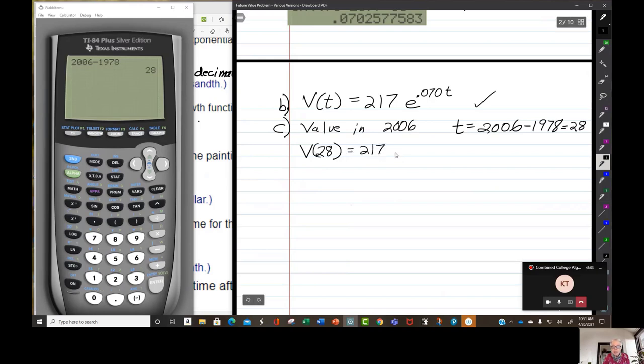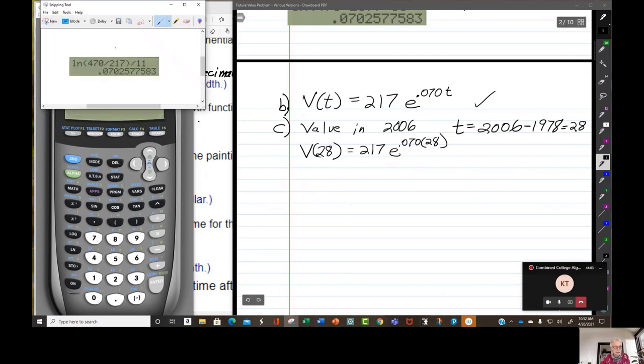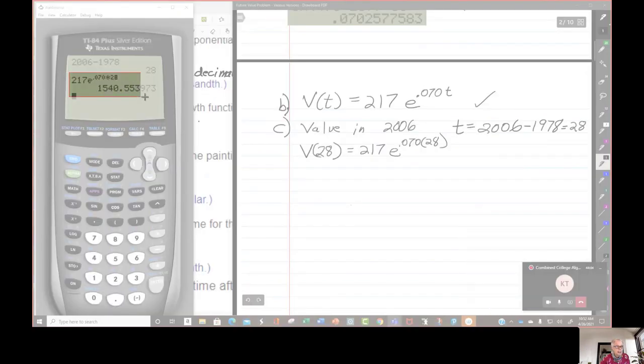Equals 217 times e to the 0.070 times 28. All you have to do is put that in your calculator. It doesn't take logarithms. Now the quickest way to get e to a power is to press second ln, and you can see e to the x above ln. All right, so I'm going to say 0.070 times 28. And if you use parentheses, be sure to close your parentheses. Okay, this is what I get. And then I will look and see what the answer is.